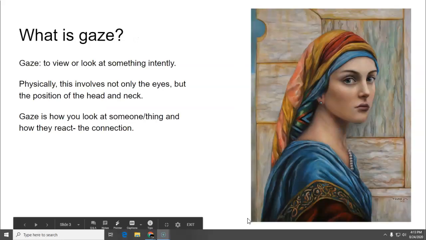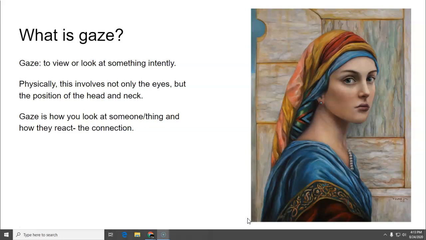So what is gaze? Gaze, defined, is to view or look at something intently. So it's more than just looking at something or glancing at something. It's to look with intent. You want to cause an effect. So physically, this doesn't only involve your eyes, but involves the position of your head and neck, and it's something that happens unconsciously. And it's how you have that connection between you looking at somebody and their reaction to it.